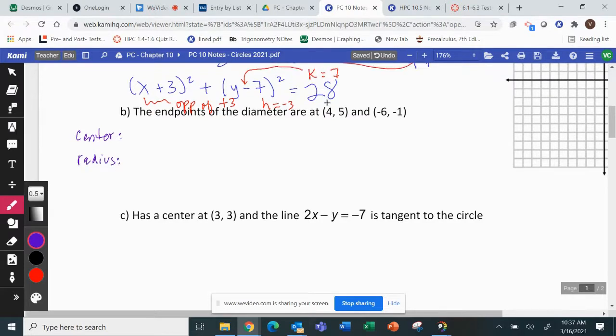Okay, so we're going to average together the x's and the y's. I'm going to find the average of those, and that's going to give us our midpoint, which is the center. So -2/2, 4/2. So I get (-1, 2). Okay, we got our center. How can we find the radius?